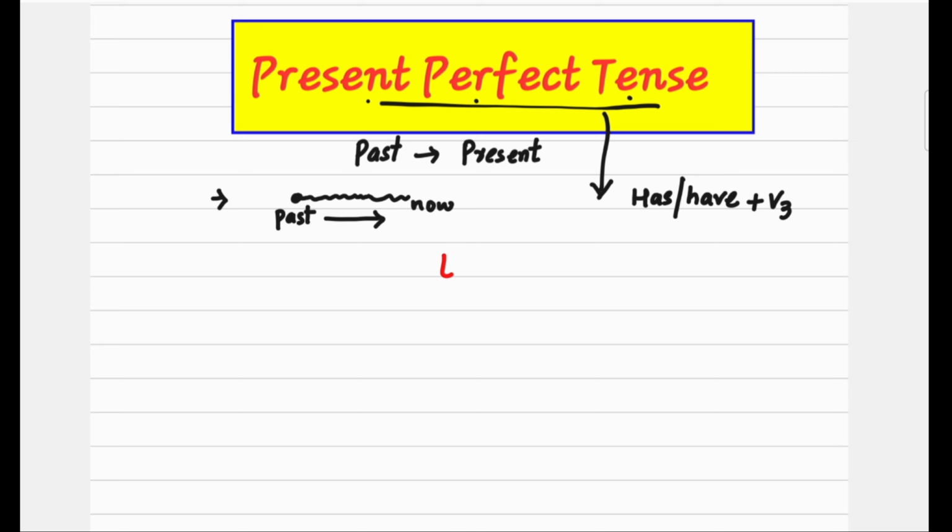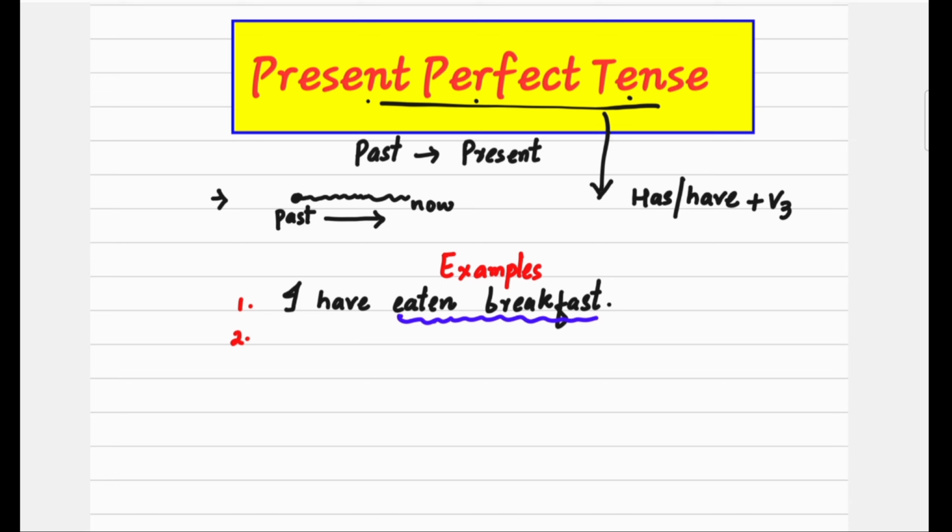So, let's look at some examples. I have eaten breakfast. Here, the action of eating happened in the past, but we are focusing on the present result.